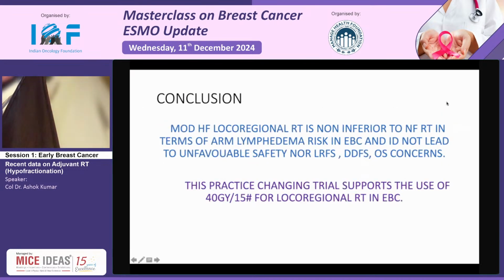Now, coming to the conclusion, I will conclude by saying that moderately hypofractionated loco-regional radiotherapy is non-inferior to normofractionated radiotherapy in terms of arm lymphedema risk in early breast cancer, and it did not lead to unfavorable safety or LRFS, DDFS, or overall survival concern. So I think we should change our practice of giving a 5-week regimen to a 3-week regimen with 40 gray in 15 fractions for locoregional radiotherapy in early breast cancer.